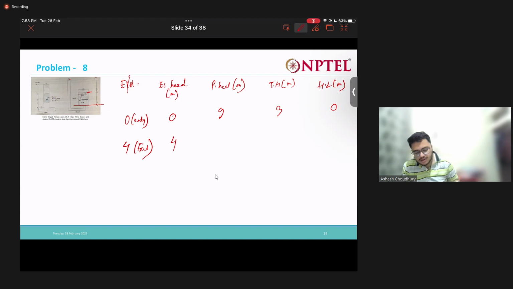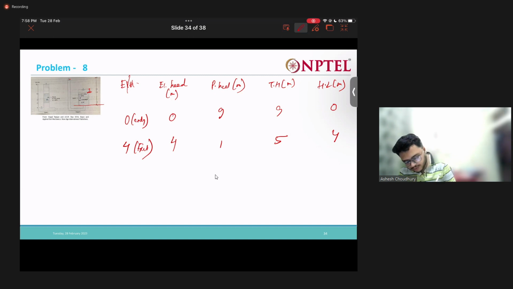From here it is nothing but 4. Elevation head is 4. What is the pressure head? 1 meter. See, only this much height. So 1 meter. So what is the total head? 5. So what was my head loss here? 9 minus 5 is equal to 4 is my head loss.